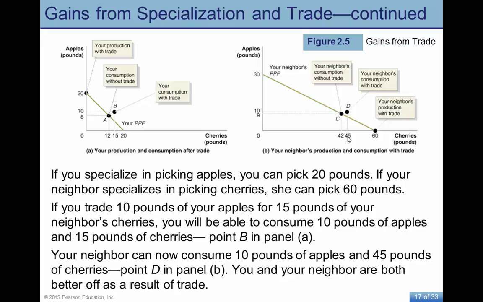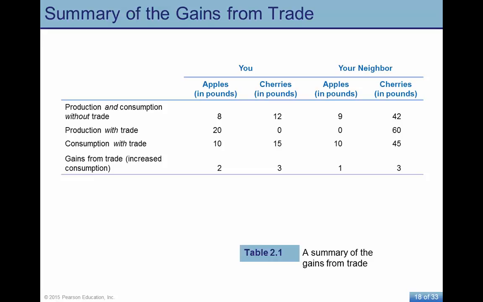What's the gain for your neighbor? She will get 1 pound more apples and 3 pounds more cherries. So, your neighbor can now consume 10 pounds of apples and 45 pounds of cherries. Point D in panel B. You and your neighbor are both better off as a result of trade.